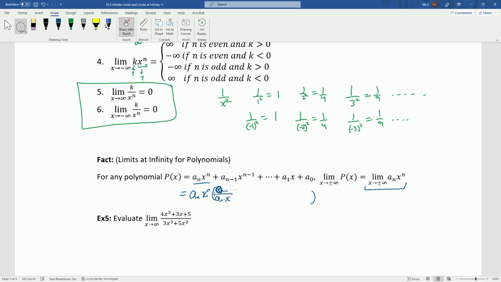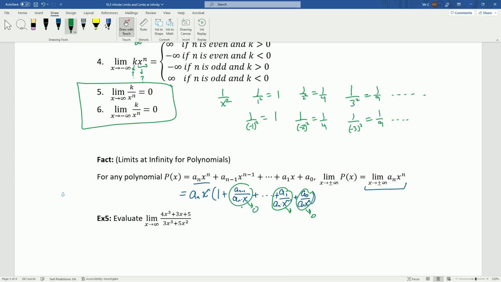Oh, I forgot my 1. 1 plus. So when I factor it out of the first term, I get left with 1. And then I get a sub n minus 1 over a sub n times x plus and so on, plus a1 over a sub n times x to the n minus 1 power, because I've got x over x to the n, plus a naught divided by a sub n x to the n. The key thing here is that all of these are constants divided by powers of x. And what did we see in properties 5 and 6? These things all go to 0.